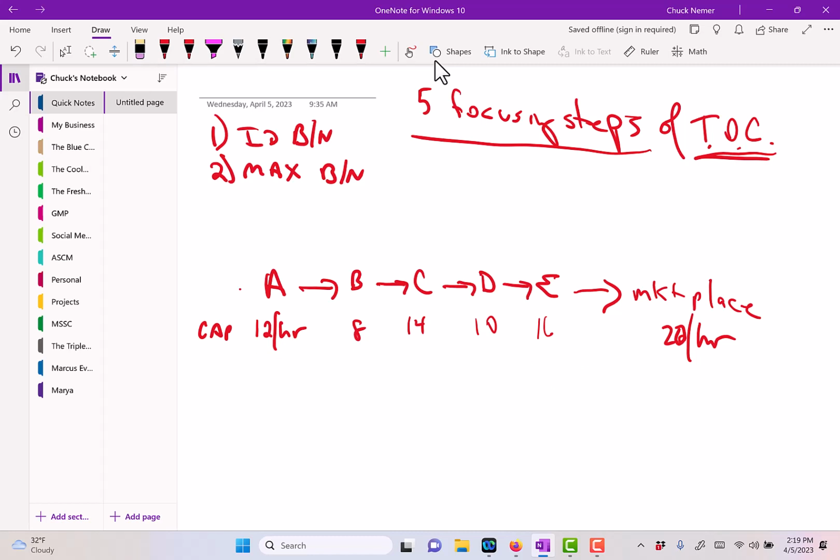So we want to make sure we maximize our bottleneck and exploit all the available time we can to make sure we're working on the right thing. It's getting through. We get 8 per hour done.